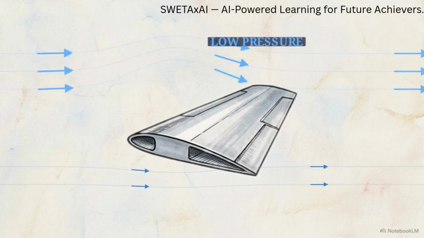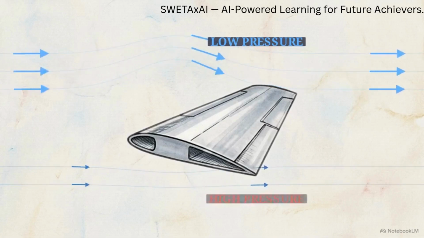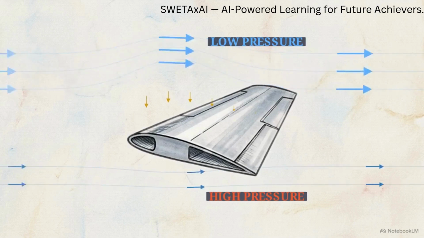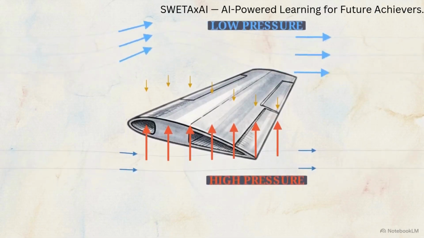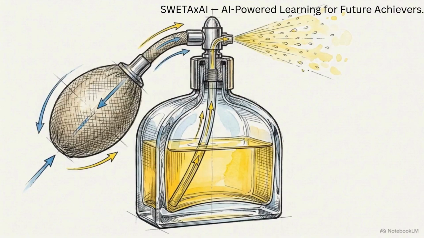Air moving over the curved upper surface travels faster, creating a low pressure zone. Beneath the wing, slower air maintains higher pressure. These strong upward pressure vectors overpower downward vectors, generating lift. Engineers use this same principle in venturimeters. By forcing fluid through a deliberately constricted section, they measure the resulting pressure drop to precisely calculate the flow rate. Atomizers and carburetors work similarly.